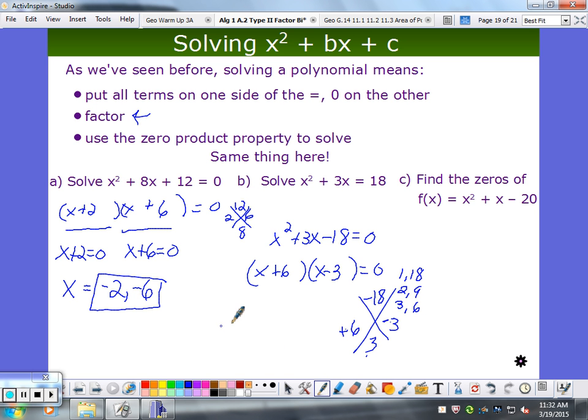And then how do I find the solutions now? When does this factor equal 0? When does that factor equal 0? When x plus 6 equals 0, or when x minus 3 equals 0. And that means x is negative 6 or positive 3.